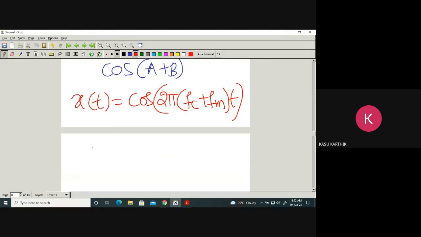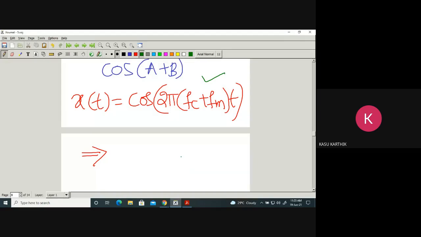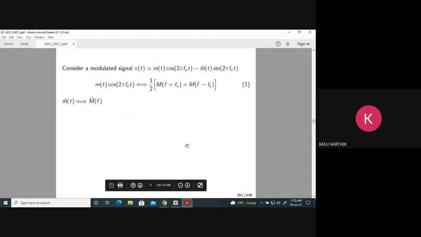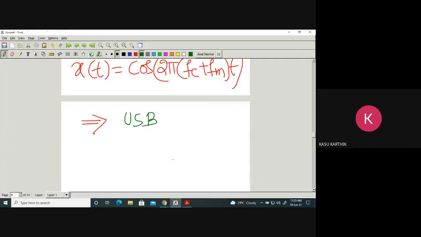What is the above equation called? Anyone will answer? What is this called? Yeah, that is simply the upper sideband, as I just told you. This is the upper sideband, cos 2 pi (fc plus fm)t. Forget about the amplitude. Which means this is SSB with upper sideband. So that becomes x upper sideband.